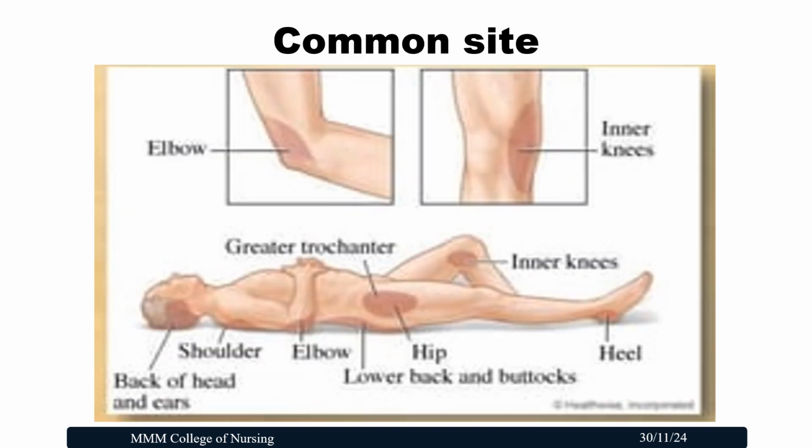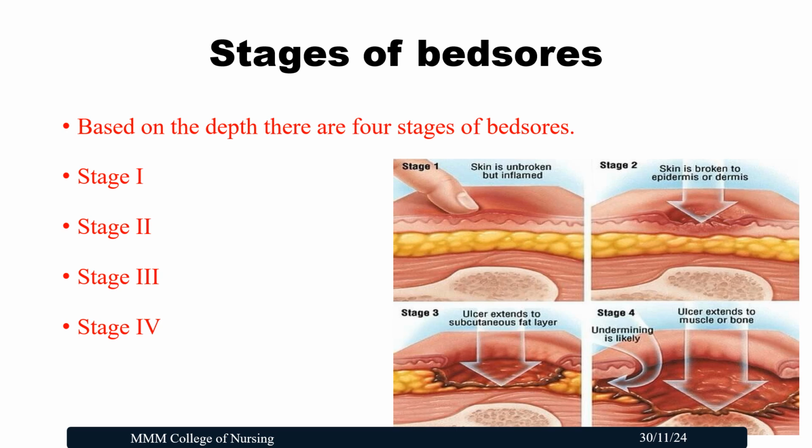What are the common sites? Patients easily get bedsores at the elbows, inner knees, greater trochanter, heel and hip areas, shoulder, back of the shoulder, back of the head and ears, lower back, and buttocks. These are the areas where bedsores usually develop first.